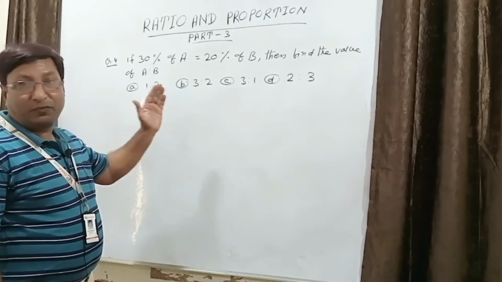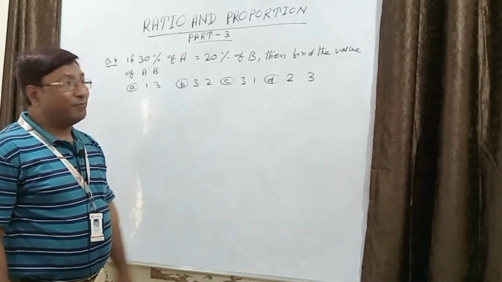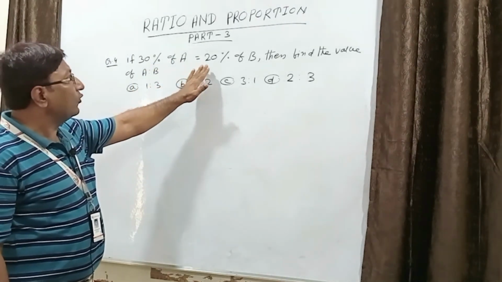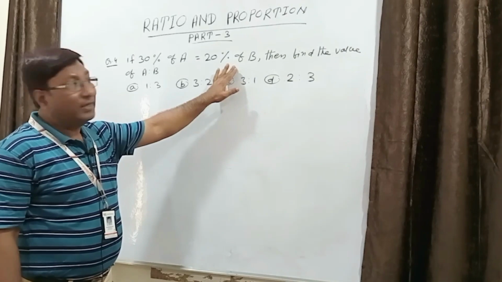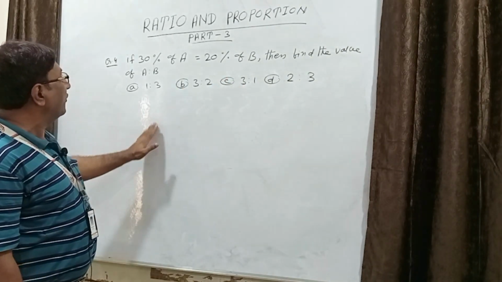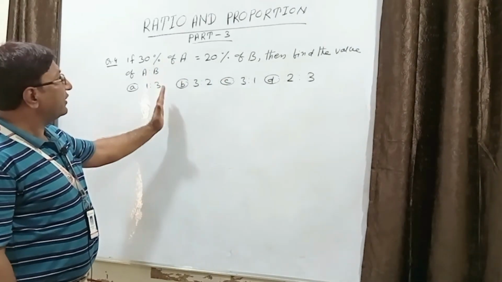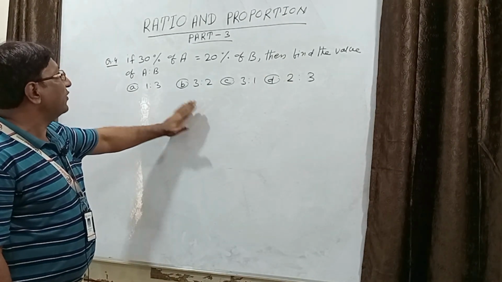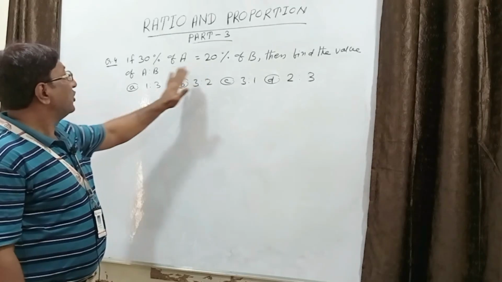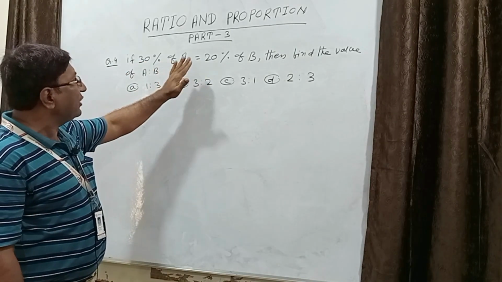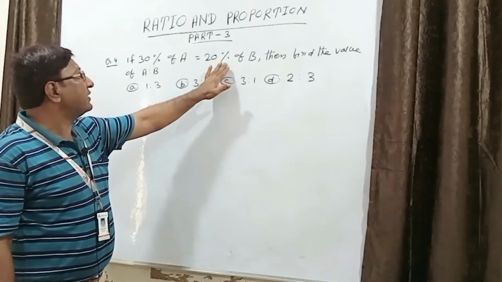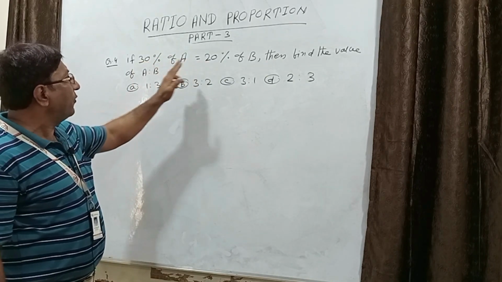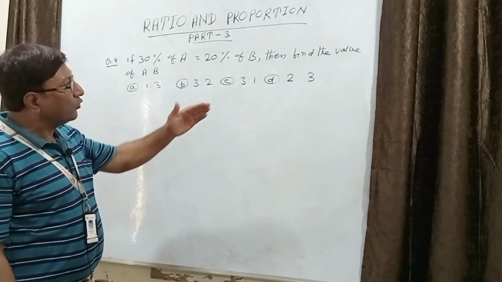Now see question number 4. The question 4 is also a very important question. 30% of A equals 20% of B. Then find the value of A ratio B. For this type of question, the simple technique is that you can find the answer just by looking at this question. 30% of A, 20% of B. So percent will cancel out, zeros cancel out. A upon B is 2 by 3, so 2:3.